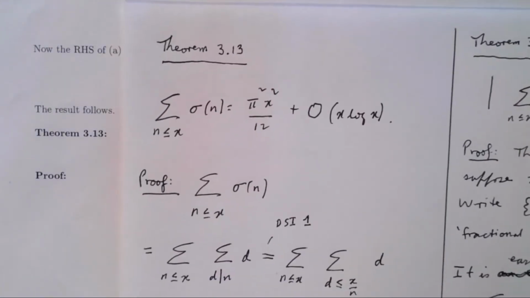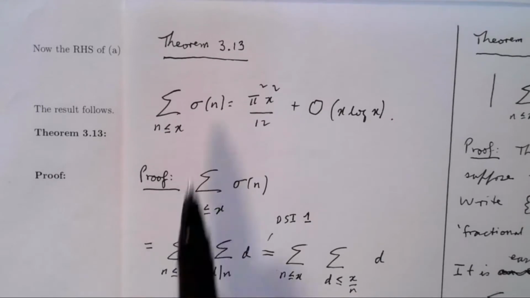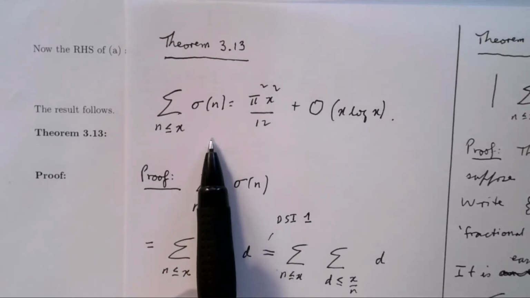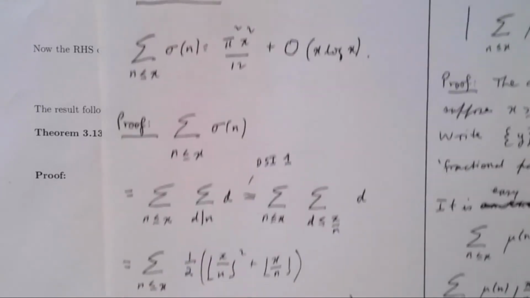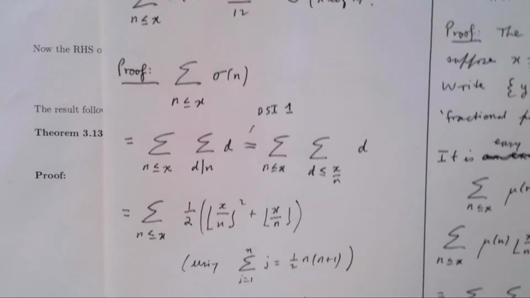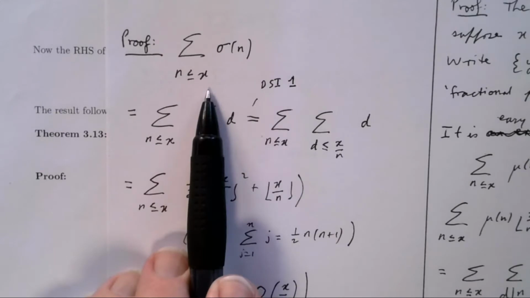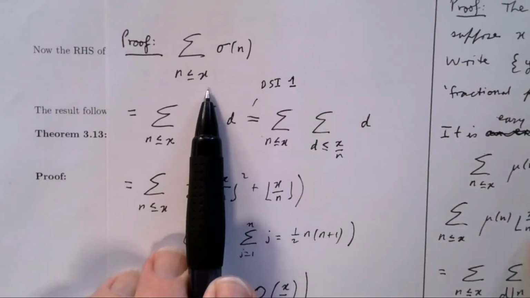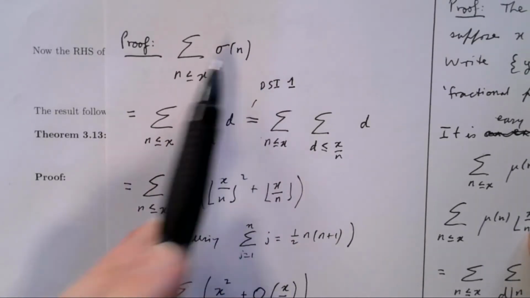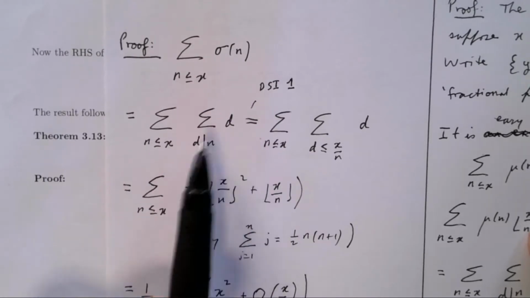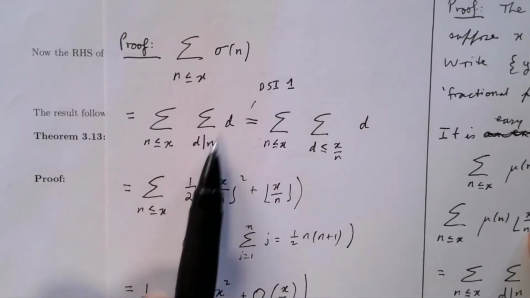Well, the proof of it actually is not that hard given the machine we've already developed, and so this is what we're going to be proving. The proof goes something like this then. We start off with the sum of sigma n for n less or equal to x. Remember, sigma of n is the sum of the divisors of n, so I can write that as the sum over d dividing n of d.